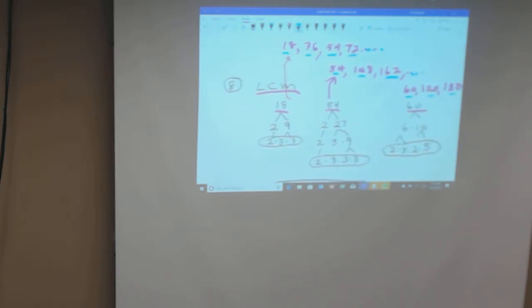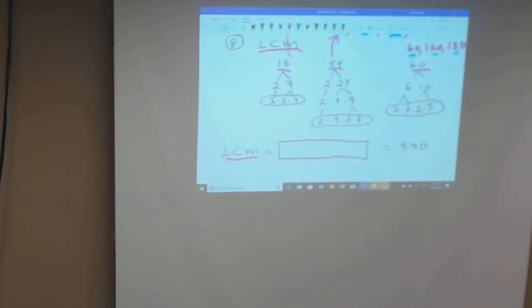Or I can use factor trees. And 18 is 2 times 2, 3 times 3. So my least common multiple is going to have a 2 and a 3 and a 3 in it, because it has to have this number. And then it also has to have, let's change to green here, this number in it. Well, I already have a 2, a 3, and a 3, so I just need one more 3. Everybody follow that? So now, this least common multiple has the first number in it and the second number.